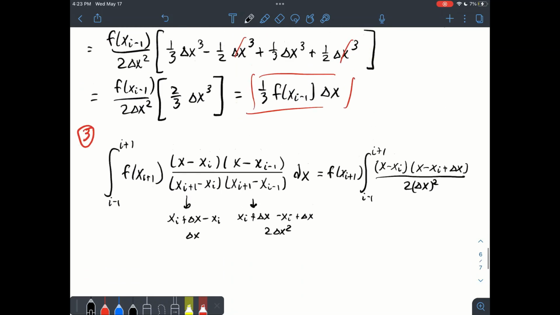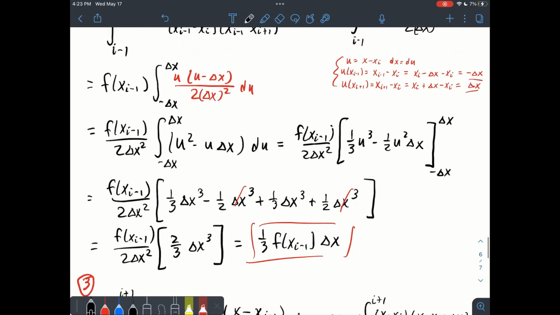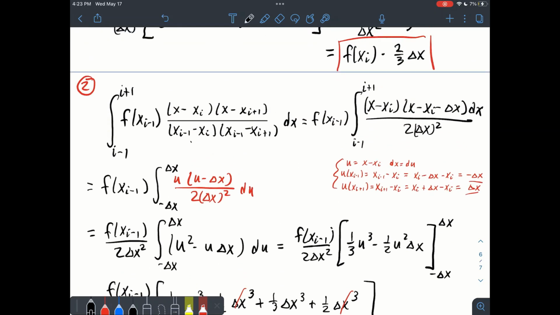I think one of these terms is supposed to be minus. I think we need to take a second look over here again. So this is xi minus delta x minus xi, and this was xi minus delta x, xi minus delta x, so that's positive 2. It's positive delta x. Okay, we're just gonna roll with it.